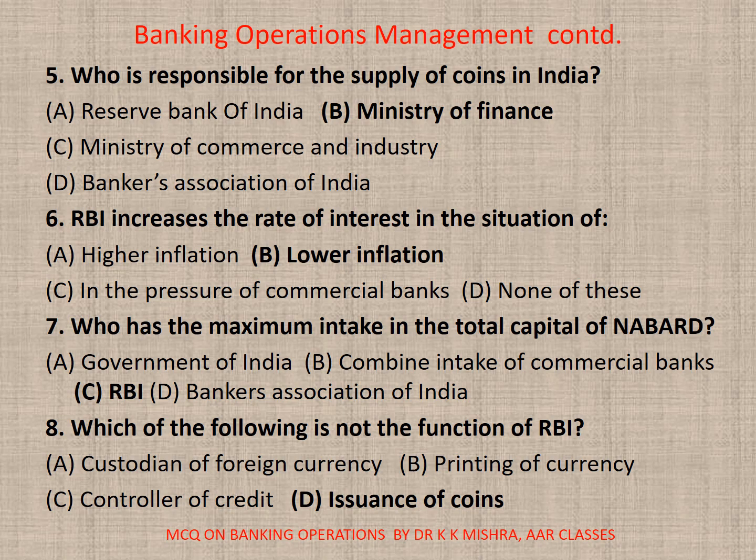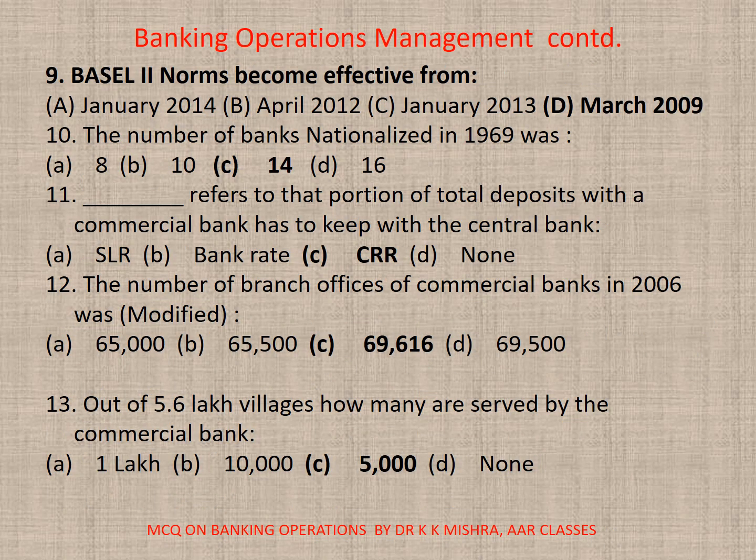8. Which of the following is not the function of RBI? A. Custodian of foreign currency, B. Printing of currency, C. Controller of credit, D. Issuance of coins. Correct option is C. Controller of credit.